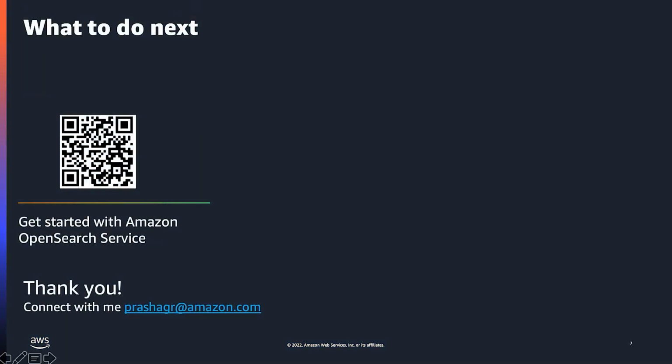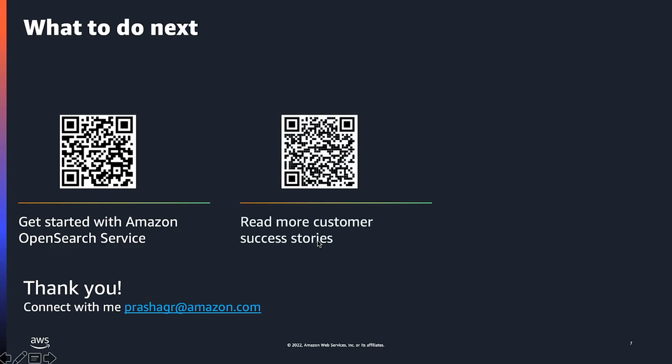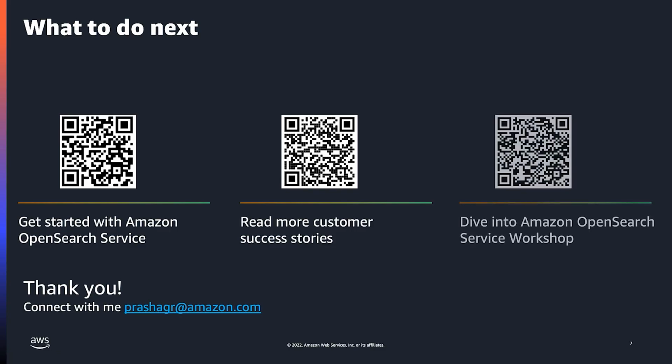You can get started with Amazon OpenSearch Service by signing up for an AWS account. You get a free trial for a year, so check out the QR code for getting started. Next, if you are curious to know how customers are using Amazon OpenSearch Service, you can check out our customer stories over here. And at last, you can refer to our Dive into Amazon OpenSearch Service workshop, which will help you learn more about OpenSearch by setting up a domain, ingesting some sample data, and then running queries against those data sets.